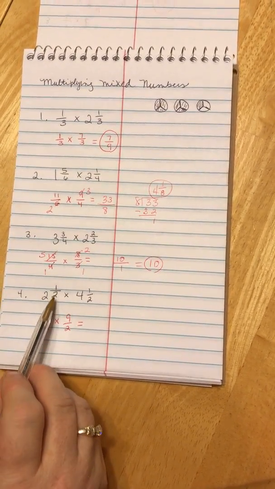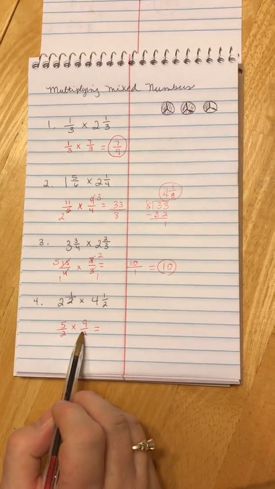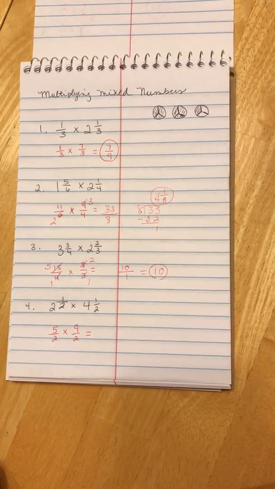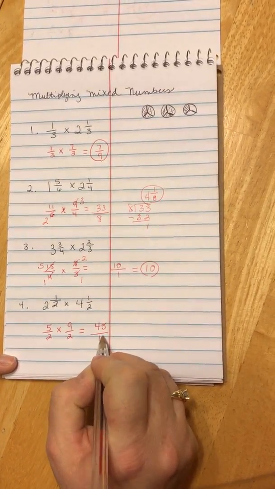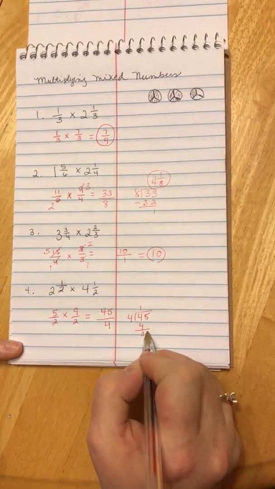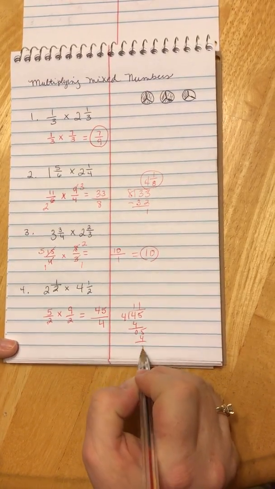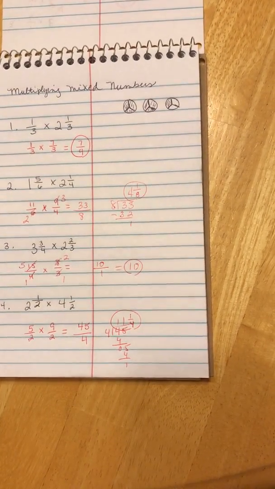Down here, 2 1/2 is the same as 5/2. 4 1/2 is the same as 9/2. Doesn't look like anything can be canceled there, and so I have 45 over 4. And when I take 45 divided by 4, I get 11 1/4. So your answer there would be 11 1/4.